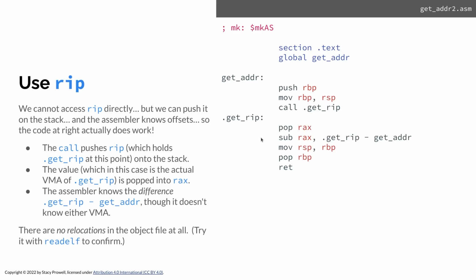So this will get the address of get ADDR, put it in RAX, and return it. And there are no relocations in this. Nothing has to be relocated, because instead of trying to plug in a real value, I use this call pop trick to get one absolute real runtime address, and then I leverage that distance stuff to figure out the other one. That's interesting.